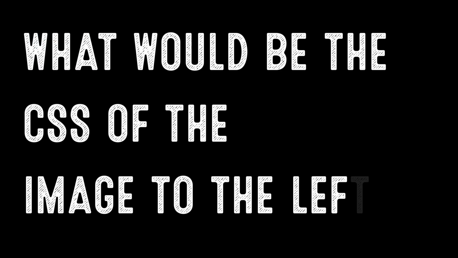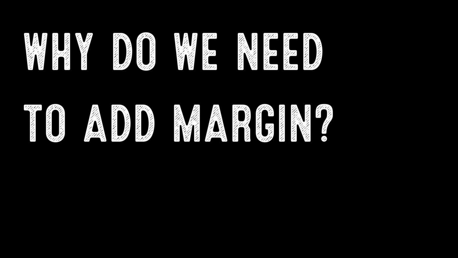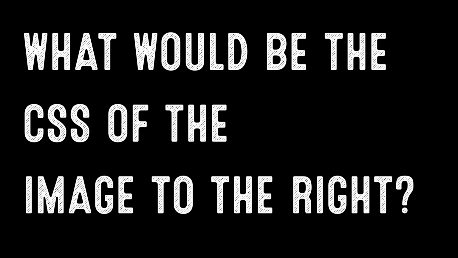What would be the CSS of the image to the left? Here's the CSS for the image to the left. We target period left. We want the image to span only about 1/3 of the full width of the containing element. By floating the image to the left, it remains in normal flow and the text will move around it. Why do we need to add margin? In order to not have the text right at the edges of the image, we add some margin to the relevant sides so that the text wraps around with some space in between.